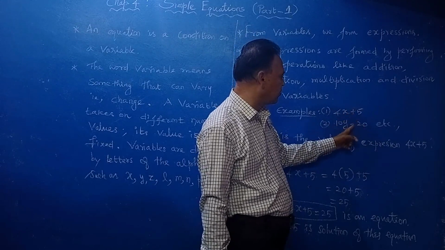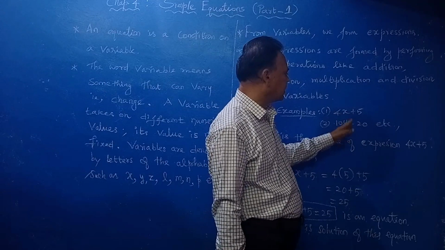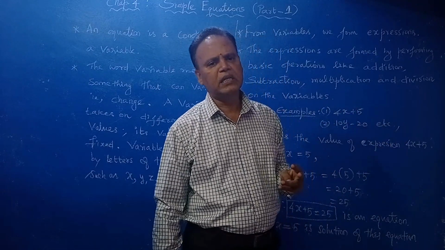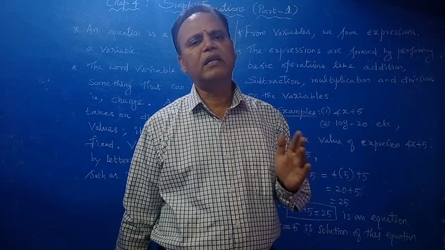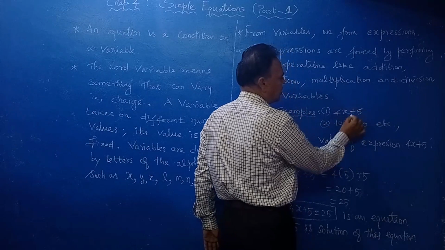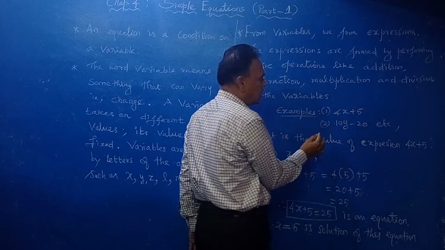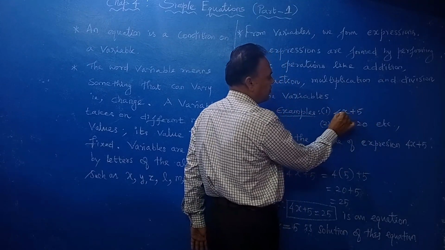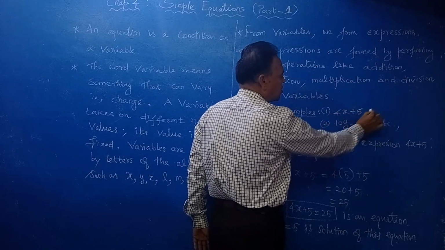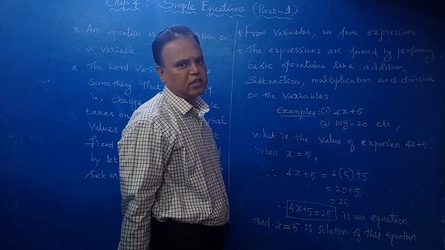In 4 into x plus 5, the plus symbol and minus symbol play the main role. They separate the terms. Plus and minus symbols separate the terms. Clear? So this expression has how many terms? 2 terms. Here what is the coefficient of x? 4. Coefficient of x is 4. Here 5 is what? Constant term. 5 is called the constant term.